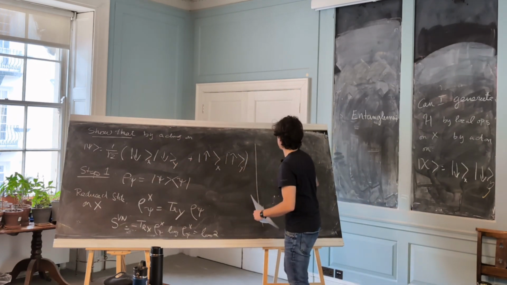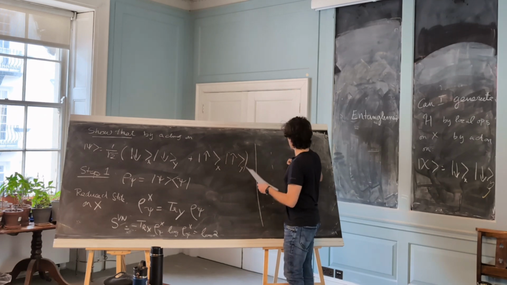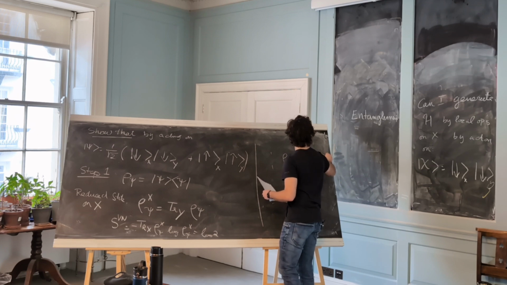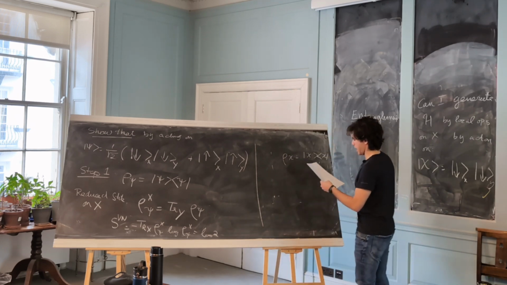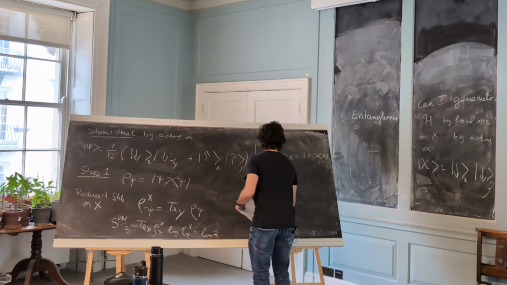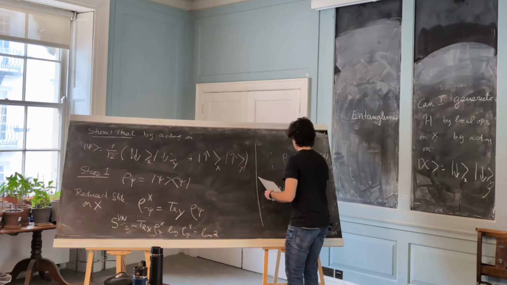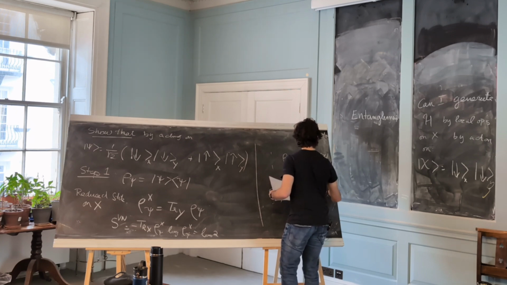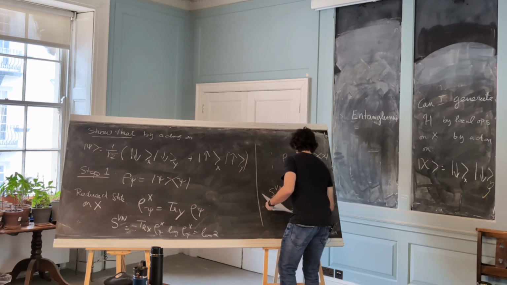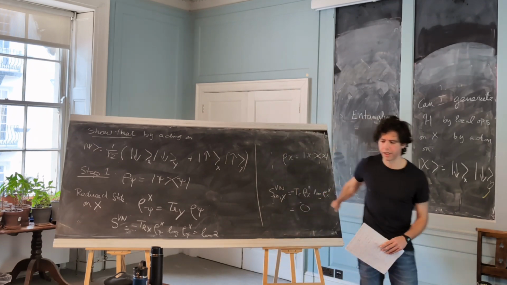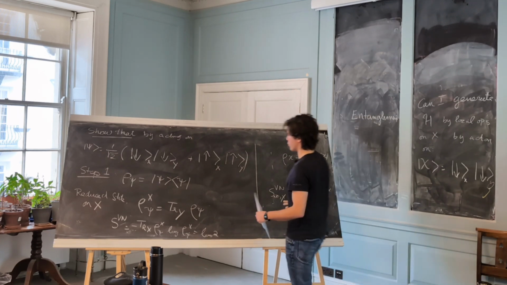I can do the same with rho chi. So I construct rho chi, which is chi chi, this guy. And I run that machinery, and I compute the von Neumann entropy of chi just on X, which is the trace of minus rho chi X log rho chi X. And that's equal to 0. So if I trace out Y in this state, I have no more bits of information.